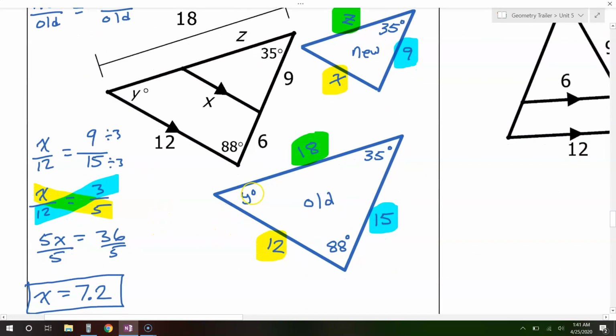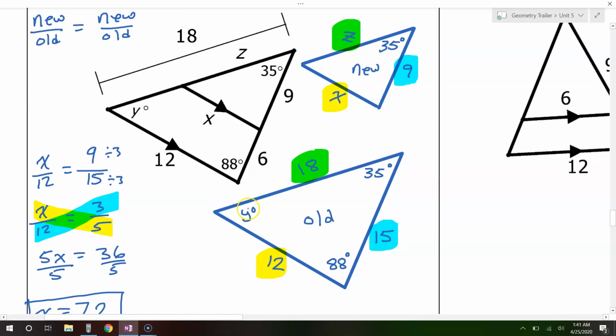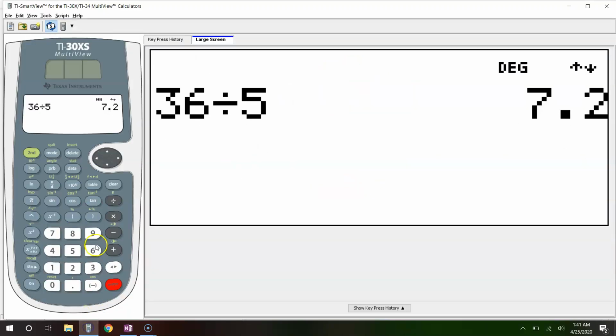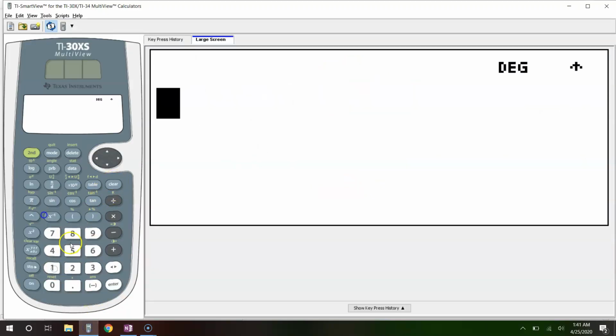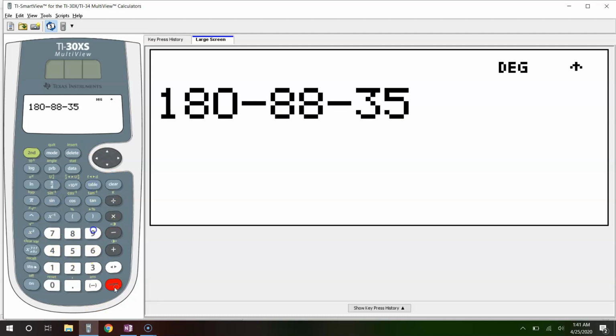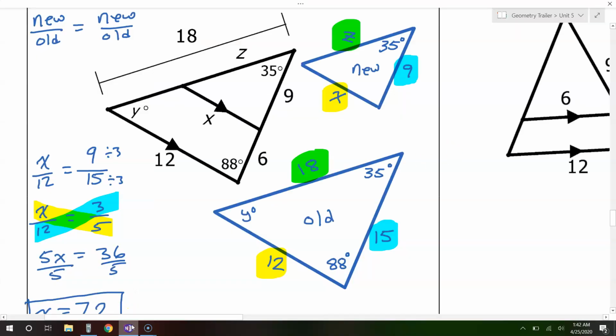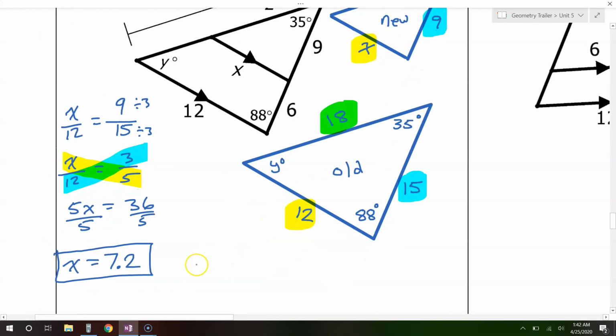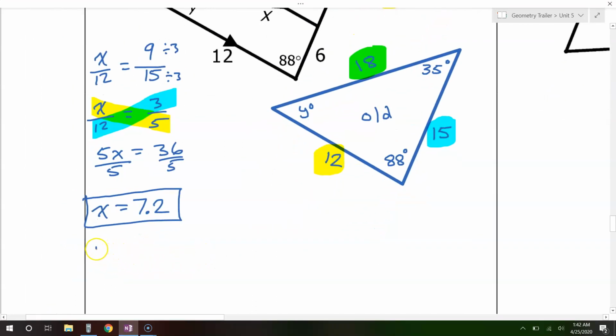Now, how about y? Well, y is an angle. Angles are easy because angles are congruent if we're looking at the different triangles. And within the same triangle, we know that the angles have to add up to 180. So looking at the large triangle, I see that we have both of the other angles, 88 and 35. So I'm going to subtract those from 180. That leaves 57 degrees. So that means that y must be 57 degrees.